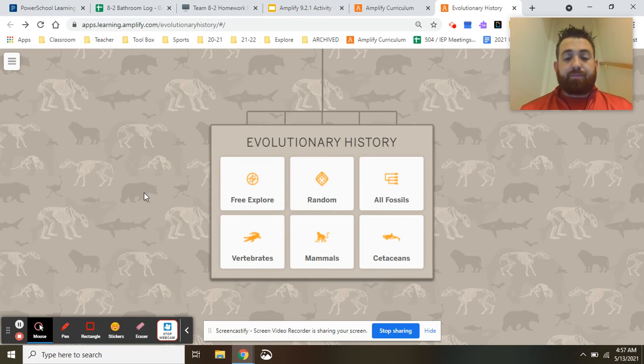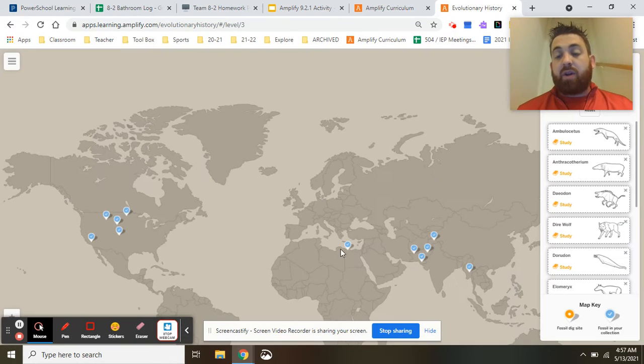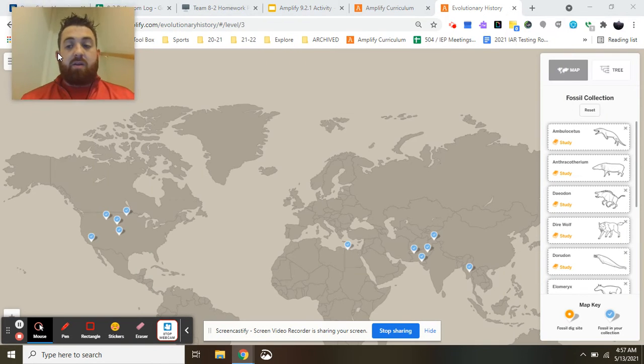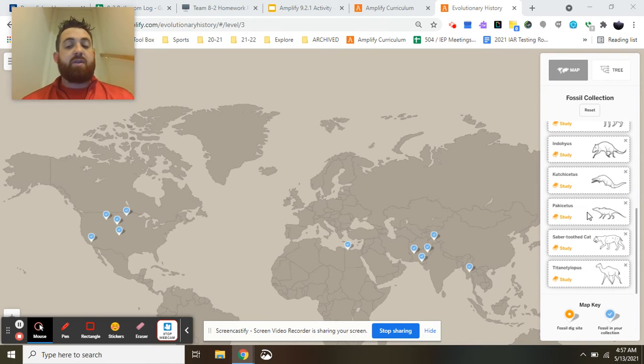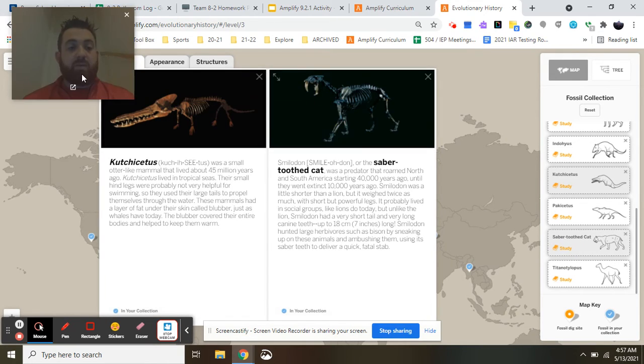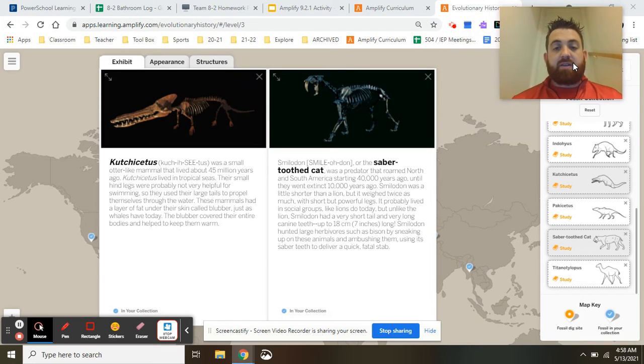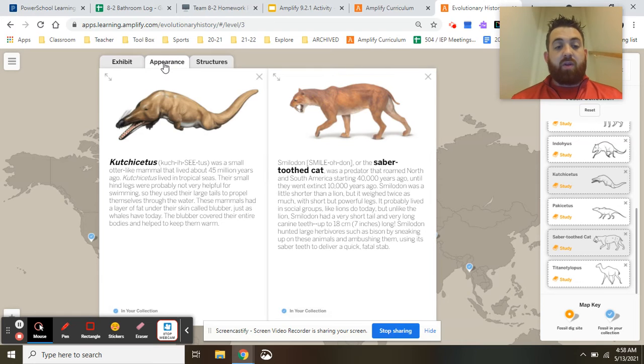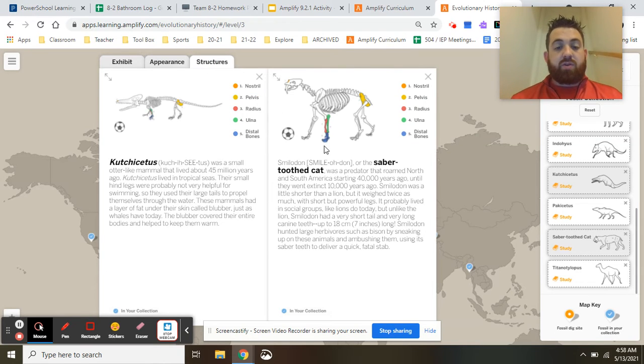When we get into the sim, we first need to go to the mammal section here, and after loading, you're going to see that the right-hand side has all of our different mammals loaded up for us. When I scroll to the bottom, you'll see the Cuchicitas here, and you'll see the saber-toothed tiger here. And when we click on both of them, and we click the study button, we're able to compare these two species side by side and see their similarities and differences, whether it's what they look like in the exhibit, their overall appearance in real life, or their structures.